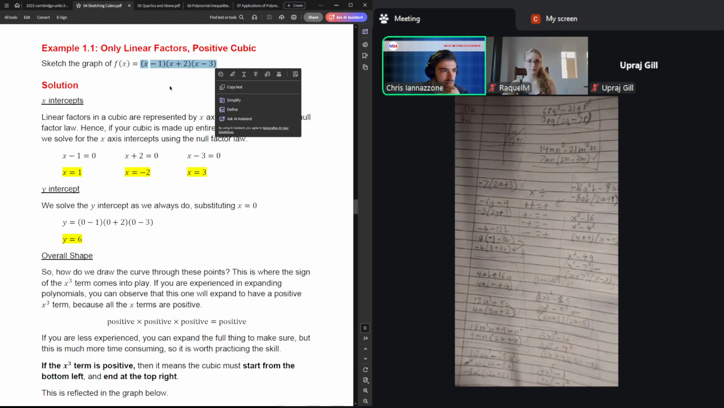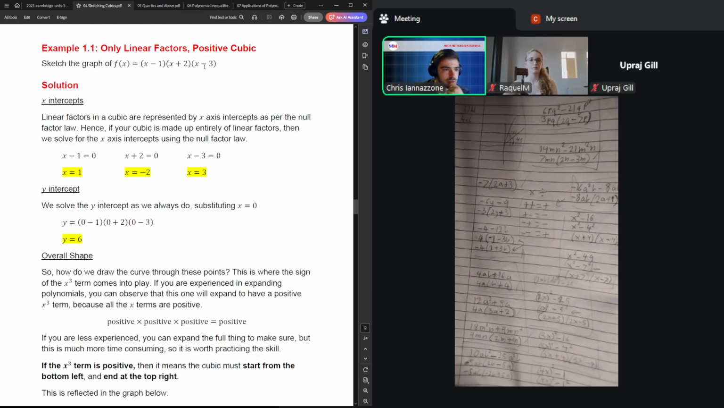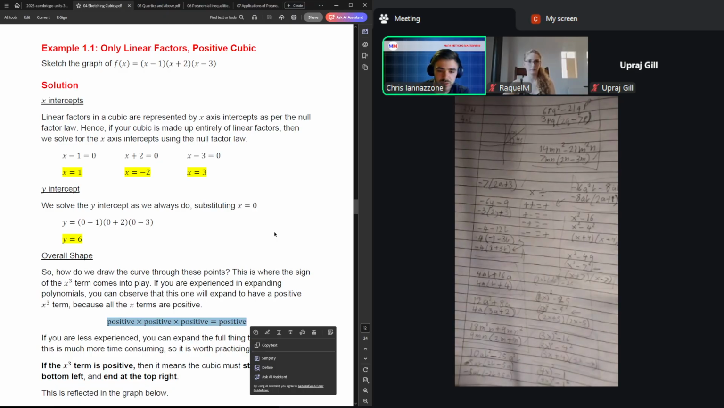So here's one type of example you might come across. It's literally just a sequence of linear factors, and it is a net positive cubic. And the reason why we know it's positive is because all of the x's, when you do the sign analysis, like if you imagine expanding this out, positive, positive, positive, it's going to be a net positive, right? That's just how multiplication and signs work out.